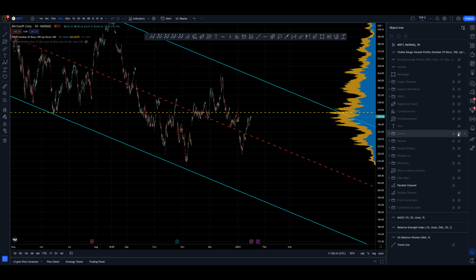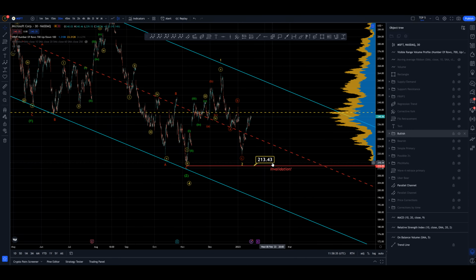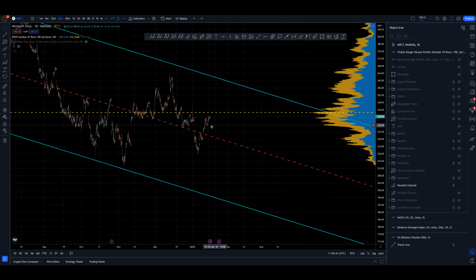Okay, and the bullish invalidation point is here at 213.43. We can't be 1 and 2 off of this low if we come back beyond this level. Great then. So what can we do in the short term?